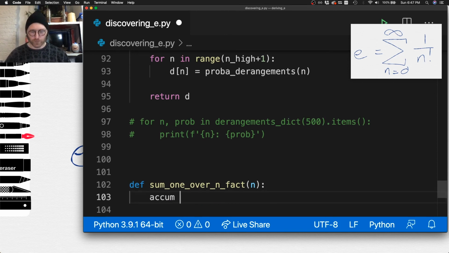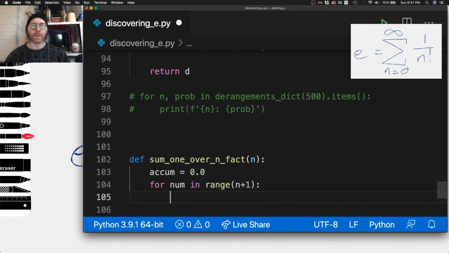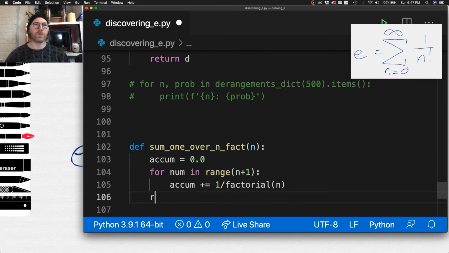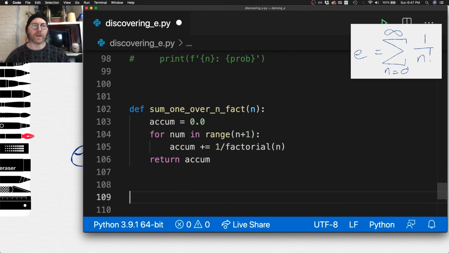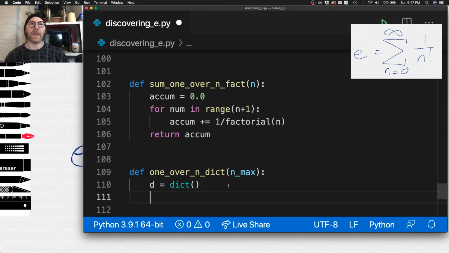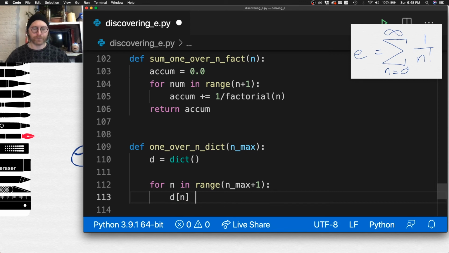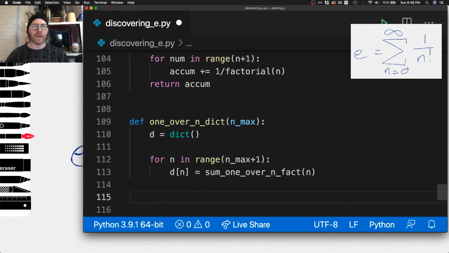And I'm going to say we'll start our accumulator at 0.0. And I'll say for num in range, and we'll go to n plus 1, the accumulator is going to collect 1 over factorial of n, and we can just return the accumulator. And I'll write a dictionary function to pack these in. So 1 over n dictionary, we're going to go up to n max, and we'll define a dictionary, and then say for n in range, and we're going to include n max, so n max plus 1, and we'll say d sub n gets the sum of 1 over n factorial of n, and we can return that dictionary.